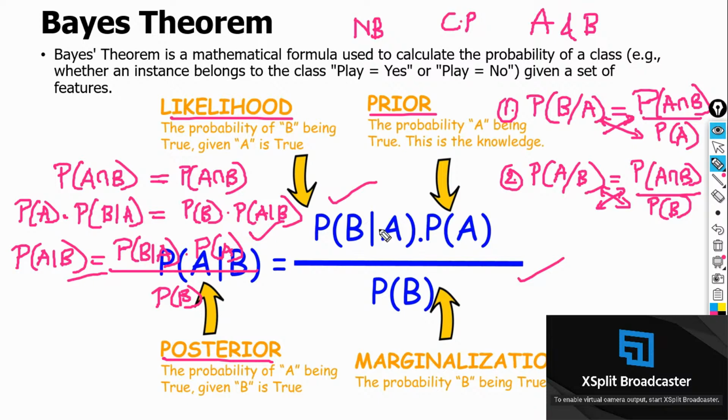P of B given A is nothing but the probability of B being true given A is true, so that means event A has already occurred. What you are trying to calculate is the probability of B. Then probability of A, then probability of B. Of all four components, you're supposed to calculate three components to get the fourth one. Friends, even if you remember the conditional probability formula, you can achieve the Bayes theorem formula.